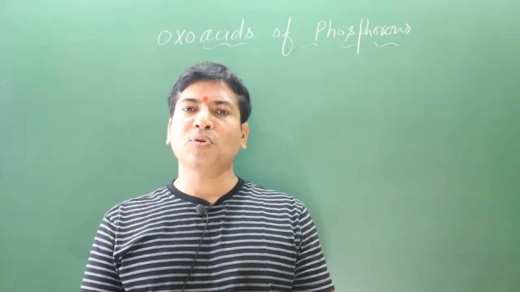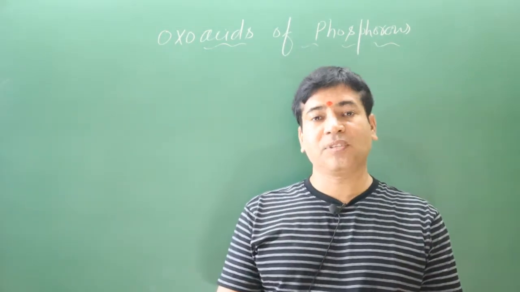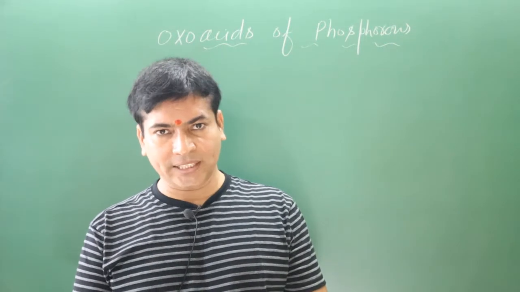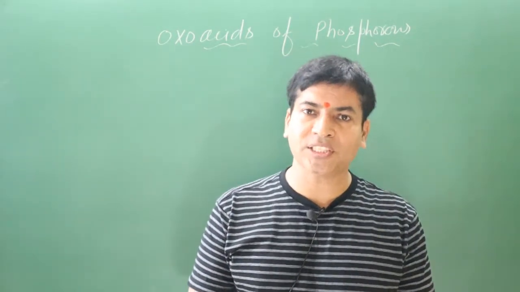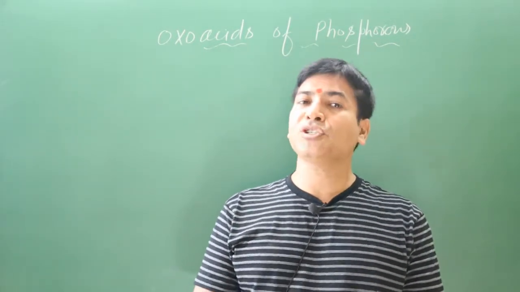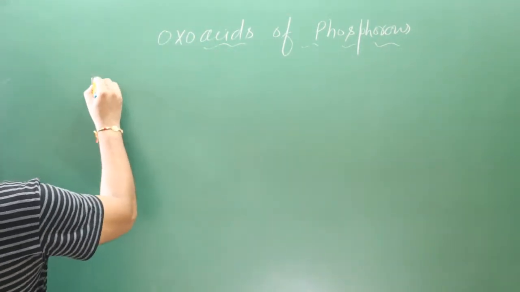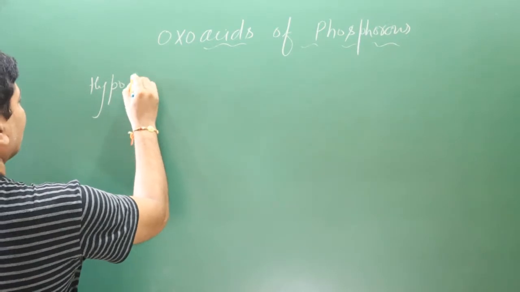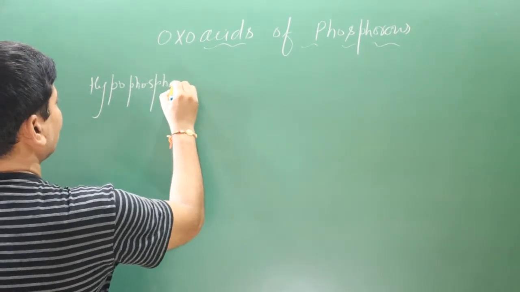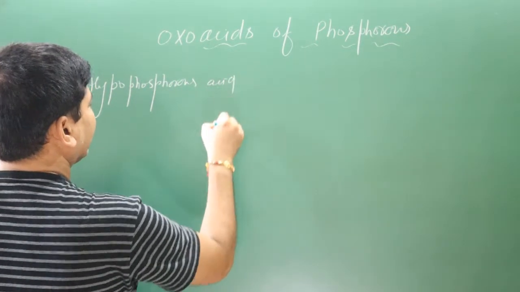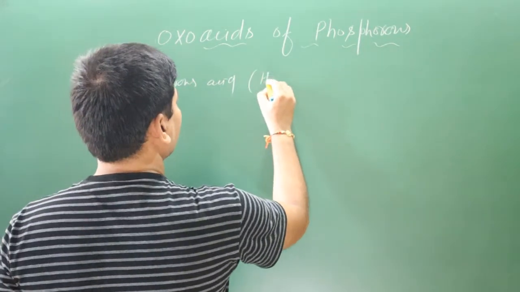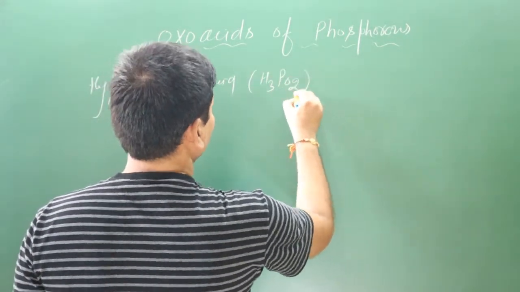Now we will discuss oxoacids of phosphorus. Phosphorus forms a number of oxoacids in which it shows different structures and different properties. The first oxoacid of phosphorus is hypophosphorus acid. The chemical formula of hypophosphorus acid is H3PO2.